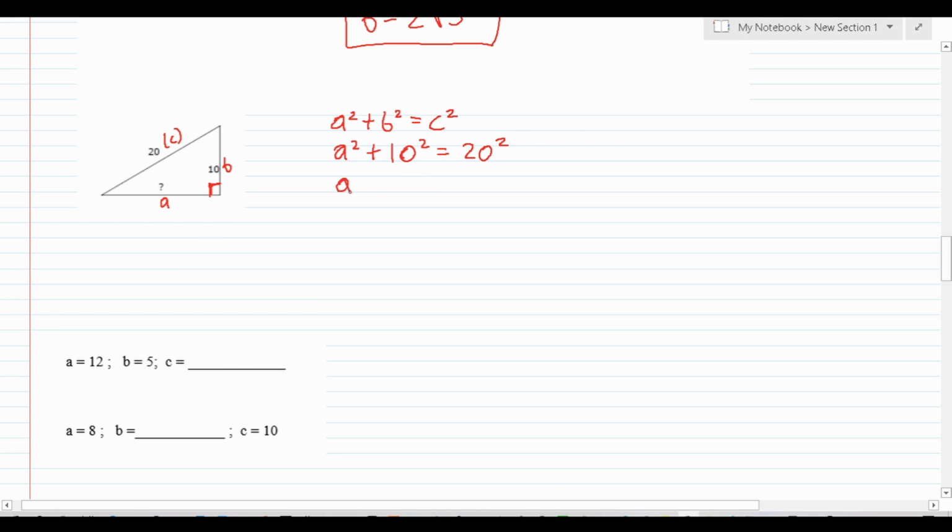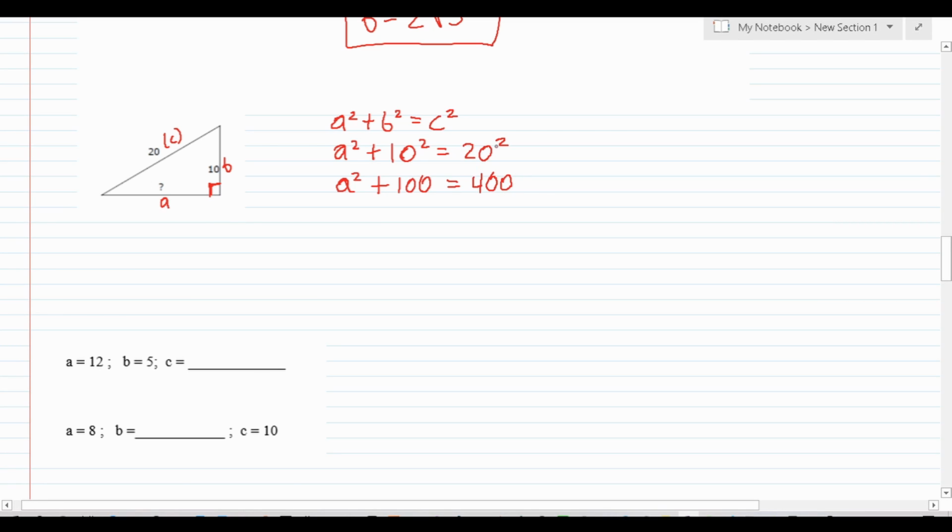Again, A squared is what we're trying to solve for, so there's nothing we can do at this point. Plus 10 squared. 10 squared is 100. Again, that's the same as 10 times 10. And similarly, 20 squared is 400.